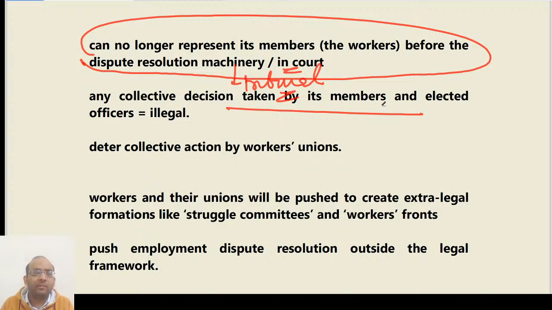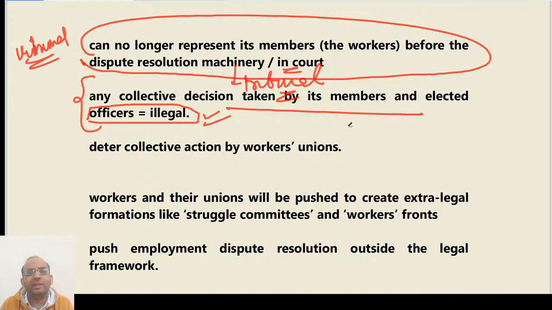Any collective action taken by its members and elected officers is now illegal, and criminal procedures can be charged against them. We have discussed just before that criminal proceedings are not taken against these members, but now it has been specifically said in the act that if they indulge in any sort of criminal offense, they would be charged. For example, they may go violent and start burning the buses, or start hitting the public vehicles, or start hitting the common man, etc. These kinds of action would now be illegal.